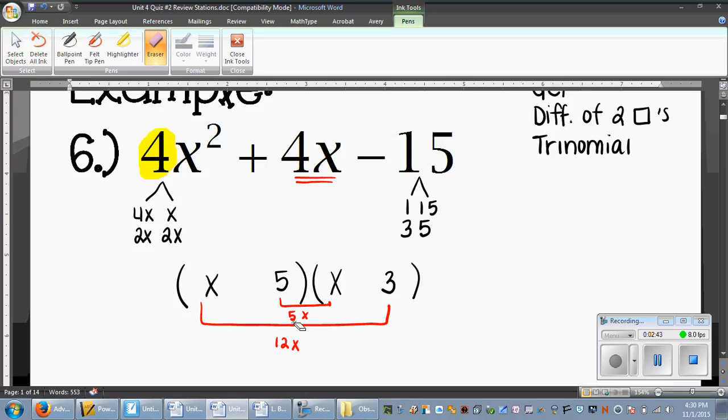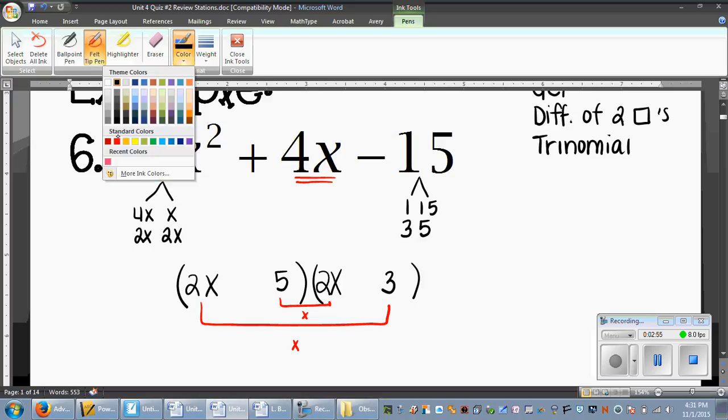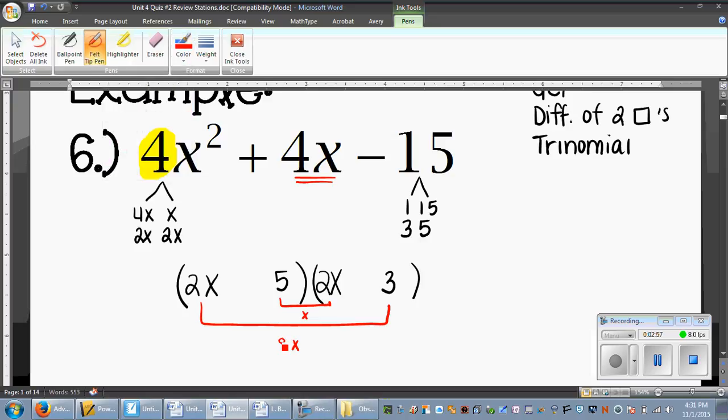So I'm going to switch and use the 2x and the 2x. I'll keep the 5 and the 3 even though I'm going out of order just because I have them there already. If I multiply the outside two numbers together, I get 6x. The inside two give me 10x, and if I had a positive 10x and a negative 6x, that would add to be 4x, which is what I'm looking for.